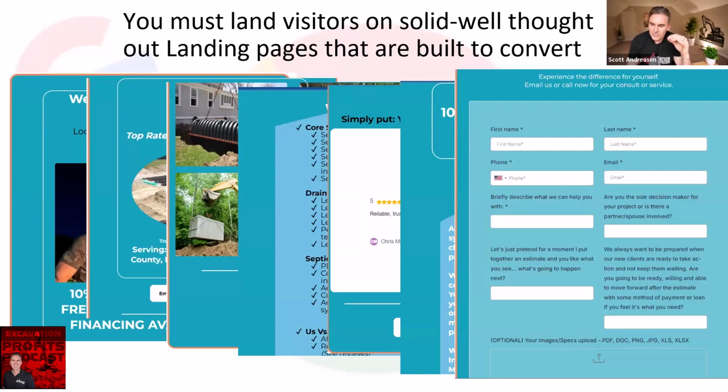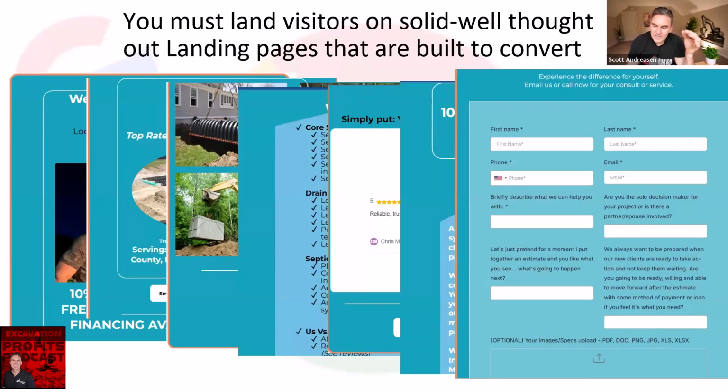They put in their full name, their phone number, their email, briefly describe what we can help you with, so you know what type of job. We want to know if it's the decision maker or not, for sure. You don't want to be driving across town to someone that cannot cut you a check. So are you the sole decision maker for your project, or is there a partner or spouse involved? We ask them that. You should too.